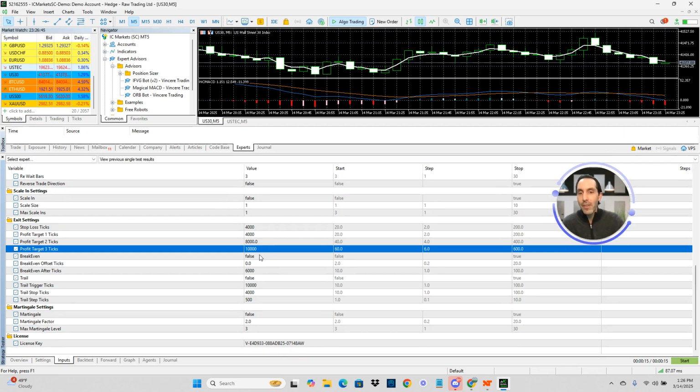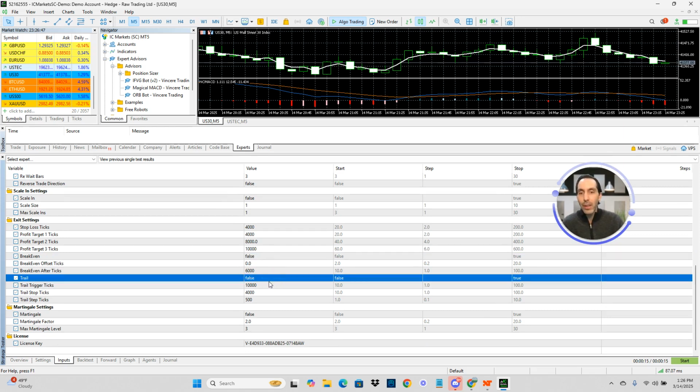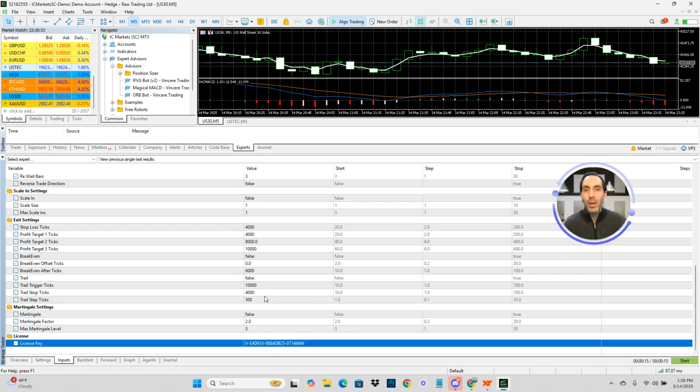I even have break even off here. I have trail off here. You can put those on. You can do a martingale if you'd like. This was my old license key. You could try to use it. I promise you it will not work. So with that being said, let's go run the back test.